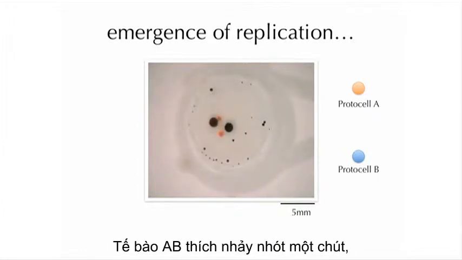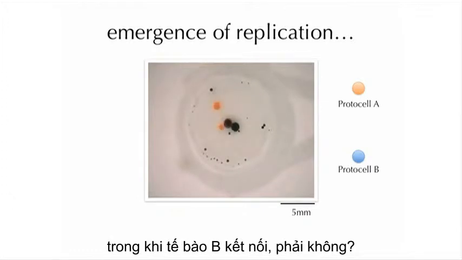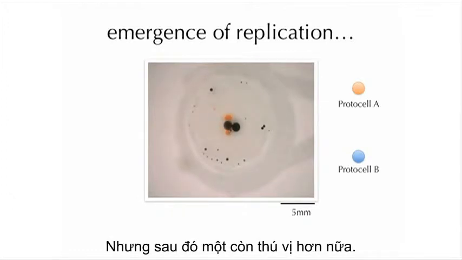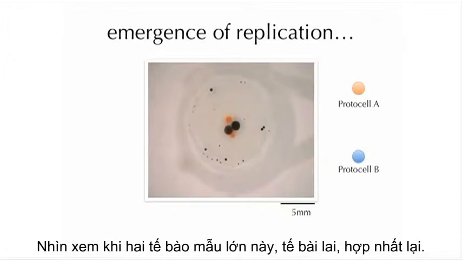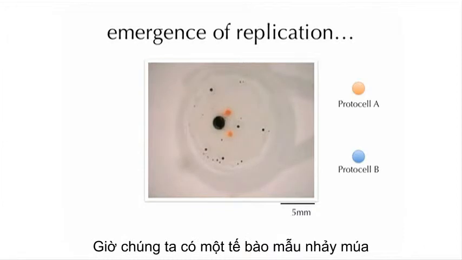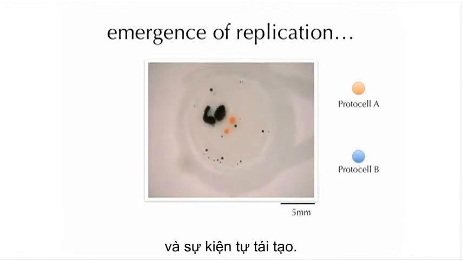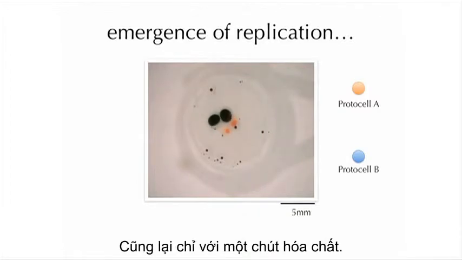Protocell AB likes to dance around for a bit. Well, protocell B does the fusion, okay? But then something even more interesting happens. Watch when these 2 large protocells, the hybrid ones, fuse together. Now we have a dancing protocell and a self-replication event, right? Just with blobs of chemicals again.